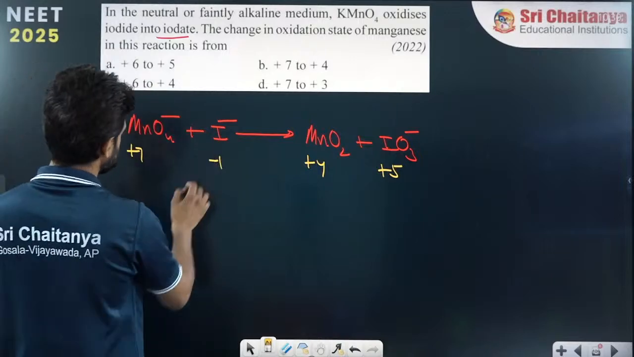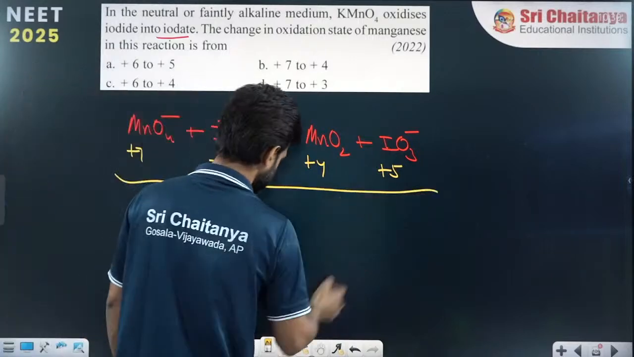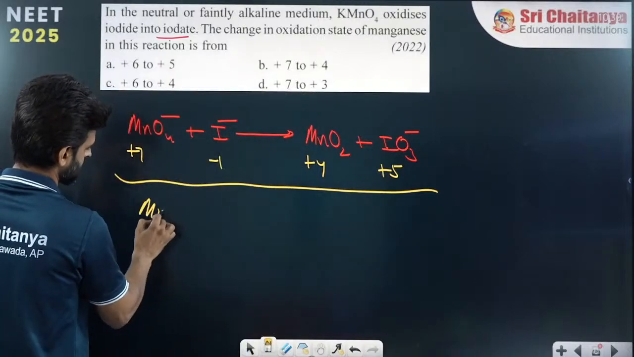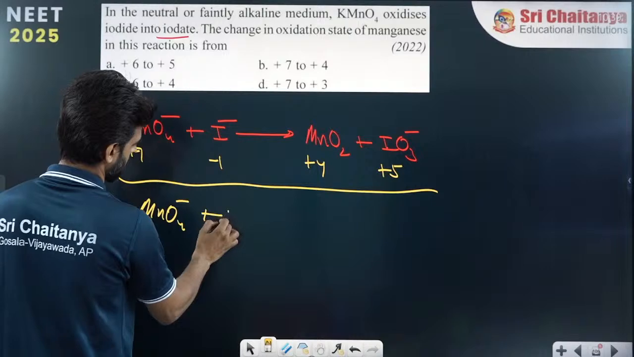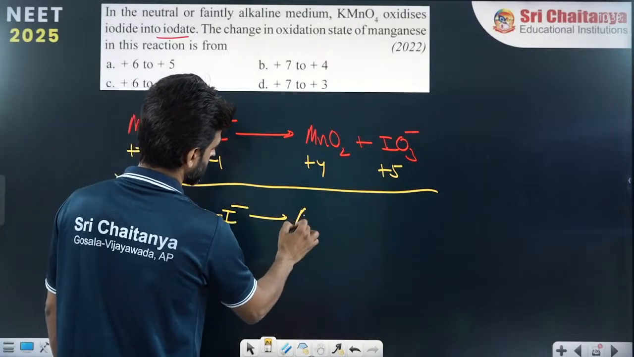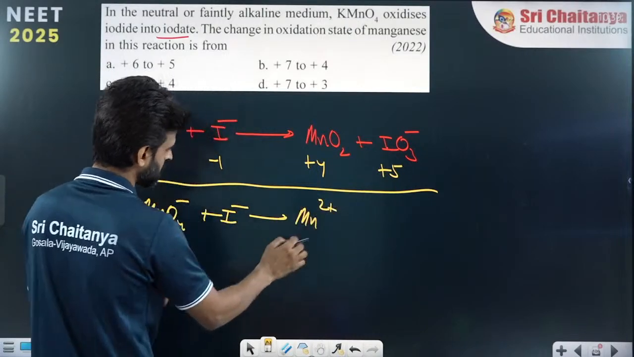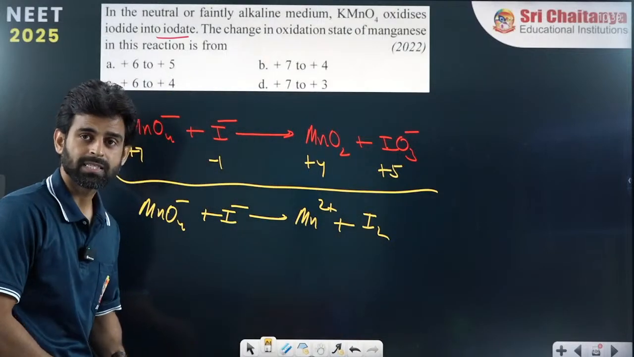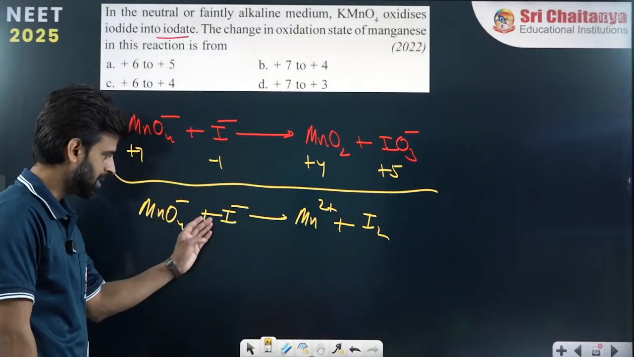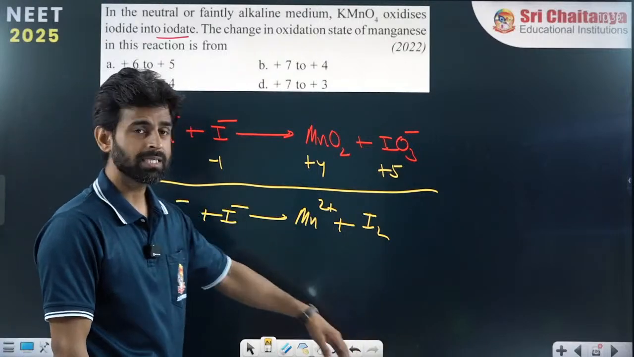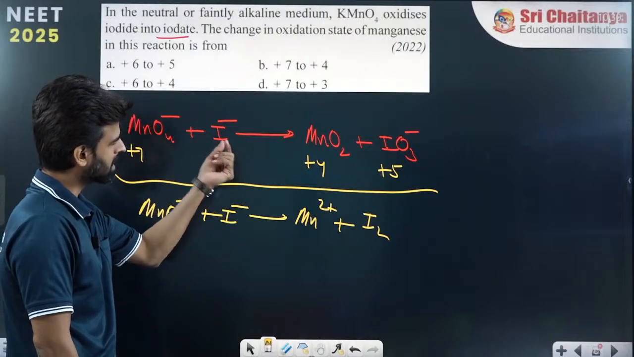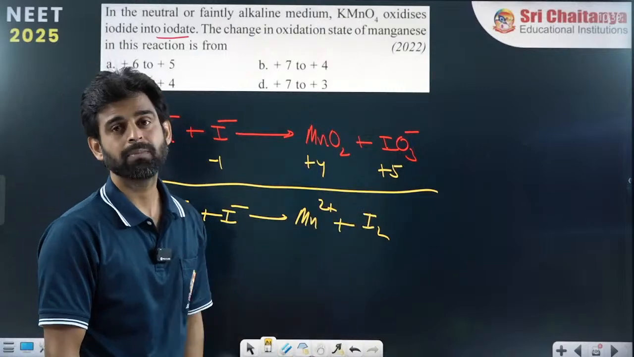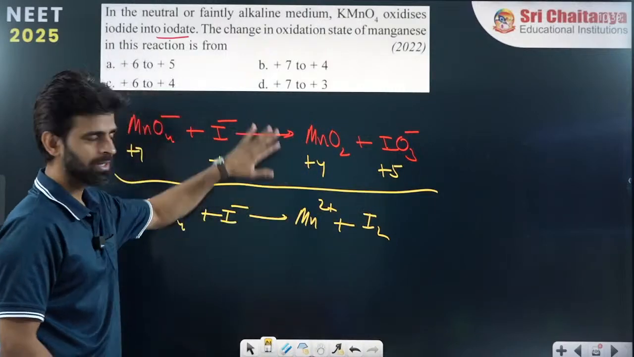Whereas if you take acidic medium, the reaction is something else. MnO4 minus plus I minus becomes Mn plus 2 in acidic medium, and I minus becomes just I2. So this is the difference. KMnO4 oxidizes I minus to I2 in acidic medium, whereas in neutral or slightly alkaline medium it oxidizes I minus to IO3 minus, iodate. These two are very important, okay?